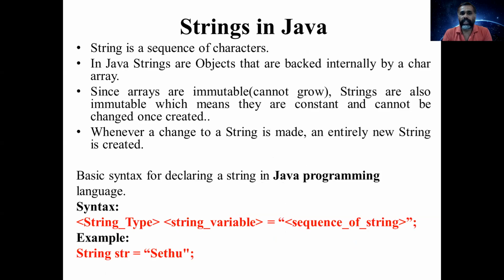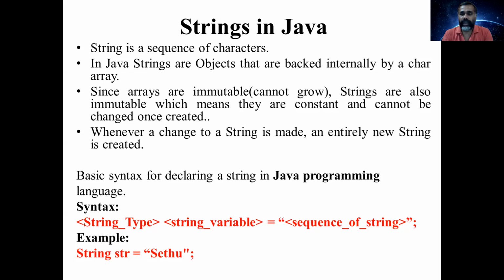And in Java, strings are objects that are backed internally by a character array. So in Java, strings are considered as an object, but internally it is stored like an array. And since arrays are immutable, that is, cannot grow, strings are also immutable, which means they are constant and cannot be changed once created. So in Java, if your string is declared and the value has been assigned, it is constant. And if you make any changes in the string, then an entirely new string will be created for that value. So that is called immutable in Java strings.